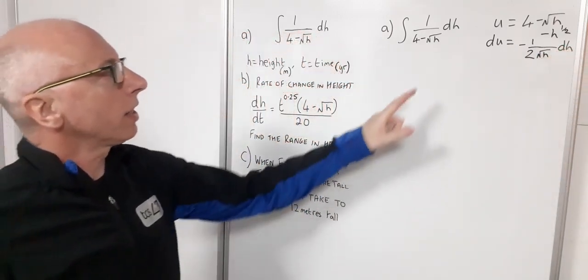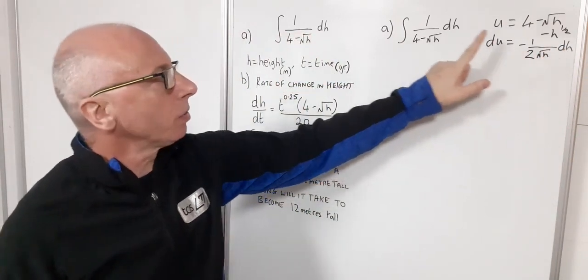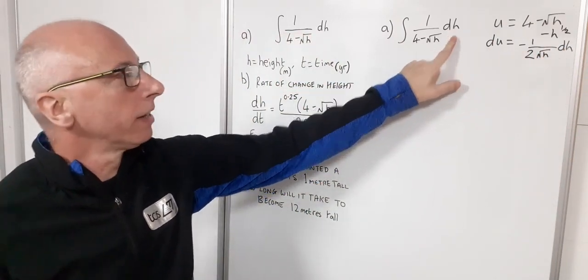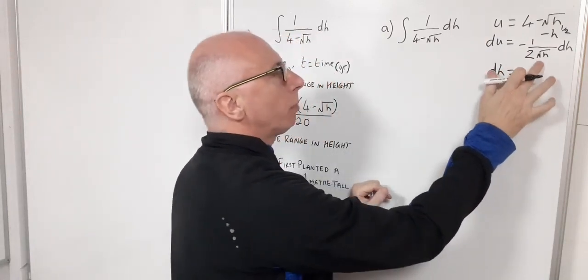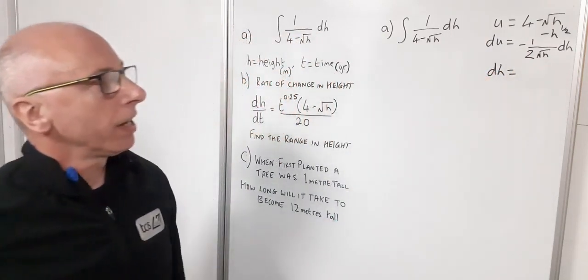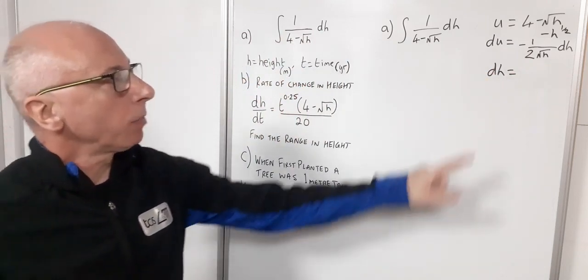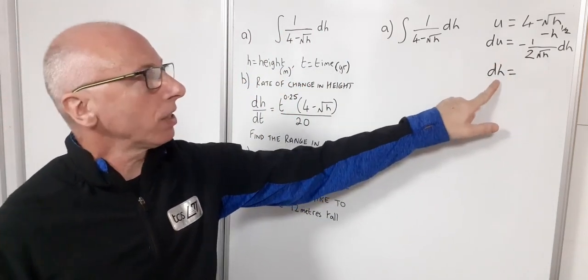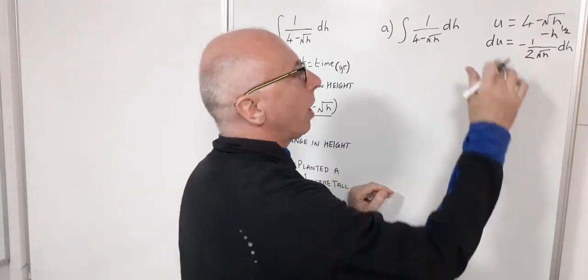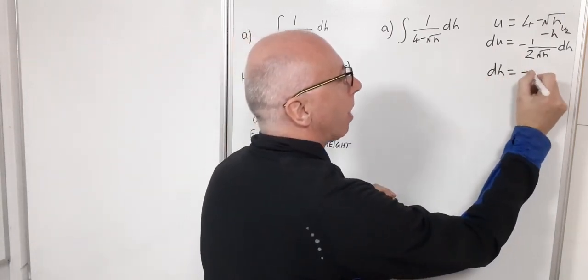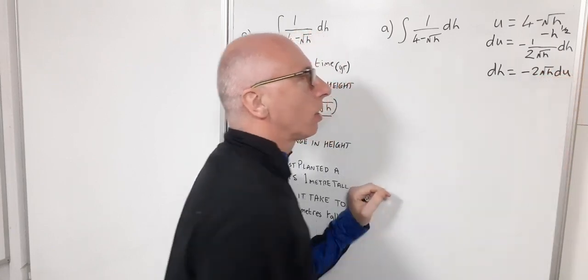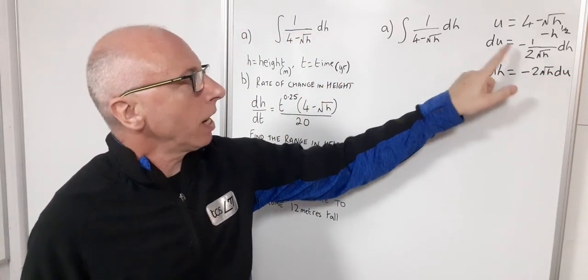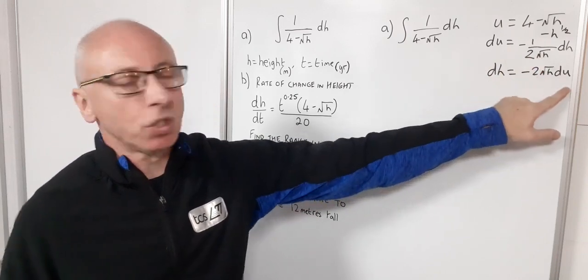Okay, right, we need to get dh on its own to substitute into there. So then we'll get dh equals, multiply both sides by this 2 root h, and we could use the minus sign as well to get dh on its own. So if we do that, we'll get minus 2 root h, and then that's du. So that way we've got the minus sign away from the dh.